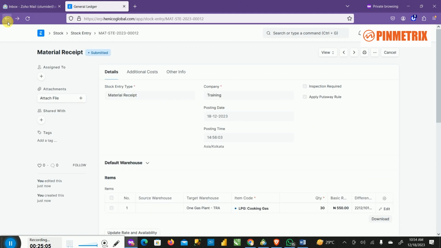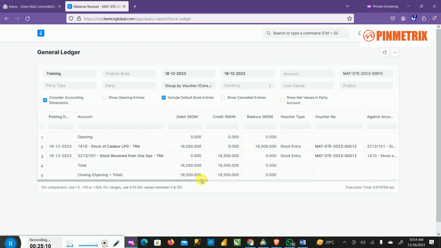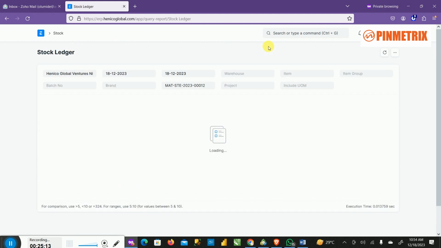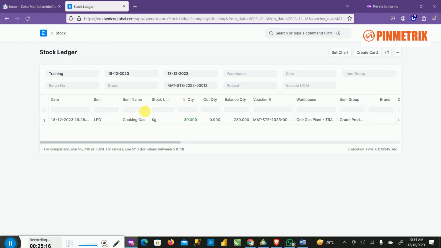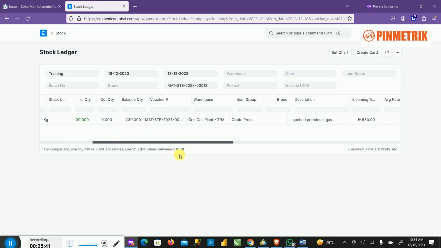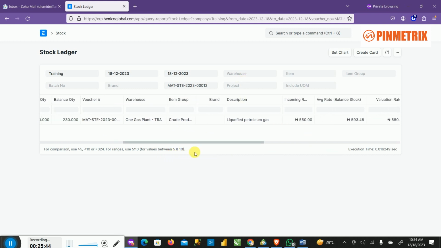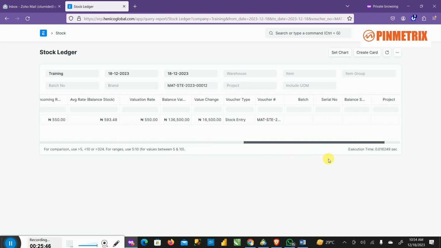Let's go back and check the stock ledger. So checking the stock ledger for that transaction, you can see cooking gas 30 kg quantity was received, because I had some balances before, so that's why. On a normal day, depending on what you have in stock, that is what you're going to have there. Then it shows you the incoming rate, and that aspect is completed.